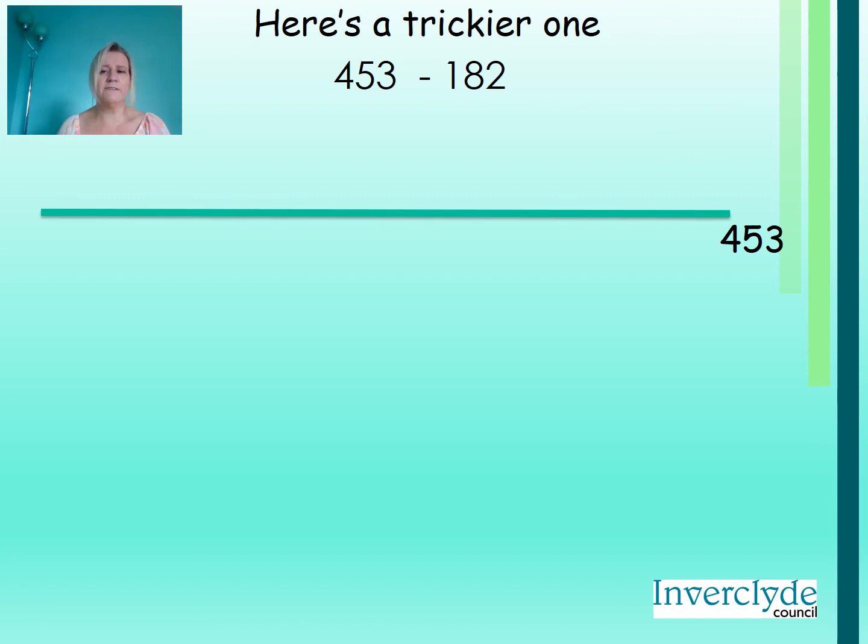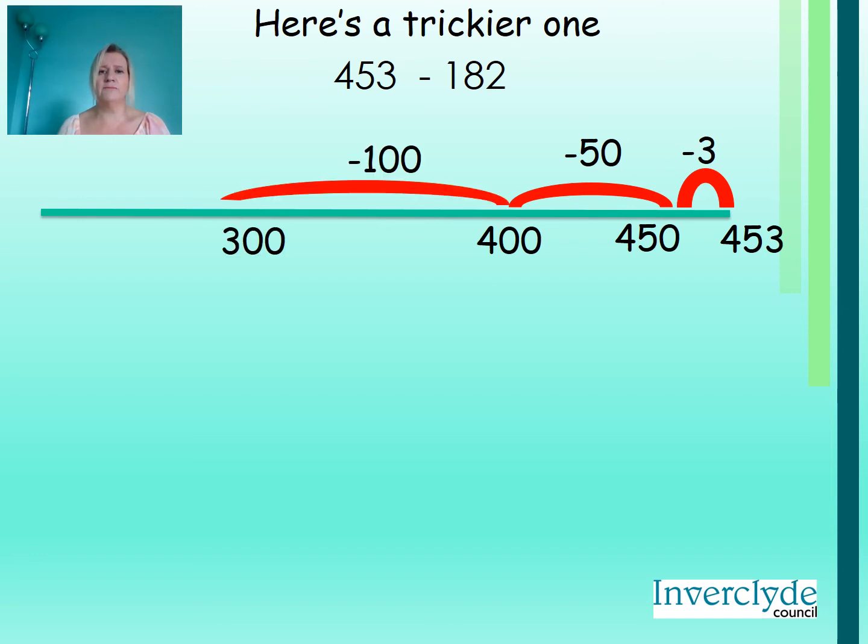I'm starting at 453 and I'm going to build a bridge of 3 to take me to 450. It's quite a small bridge. Then I'm going to build a bridge of 50, which takes me to the nearest 100. So far I've taken away 53. I'm now going to take away 100, which means I've taken away 153. I now need to think about how much more I need to take away. How much more from 153 to 182? I need to take away 29, and that brings me down to 271.